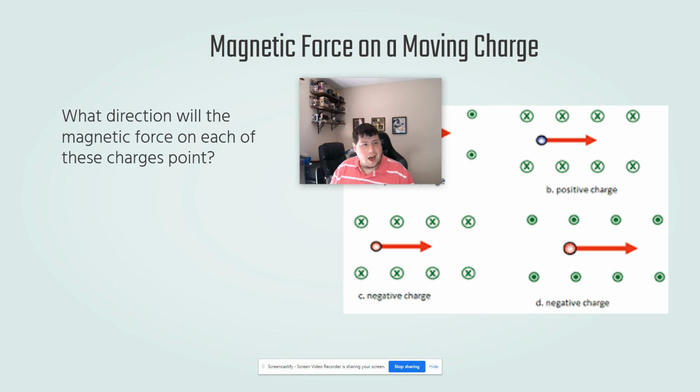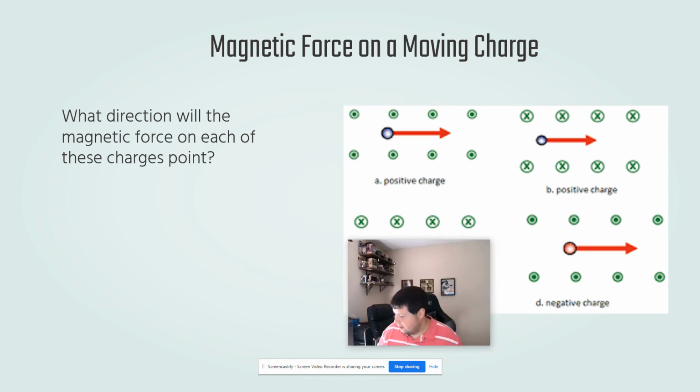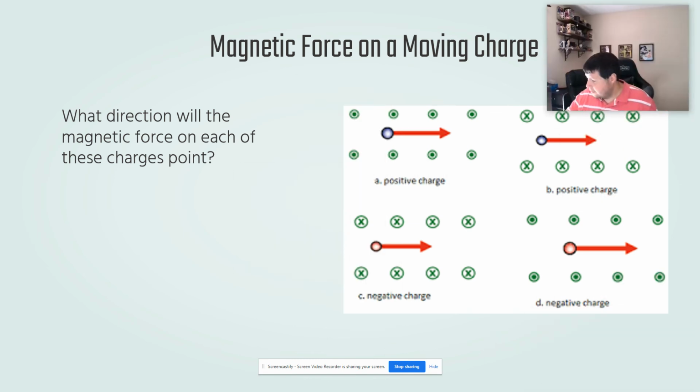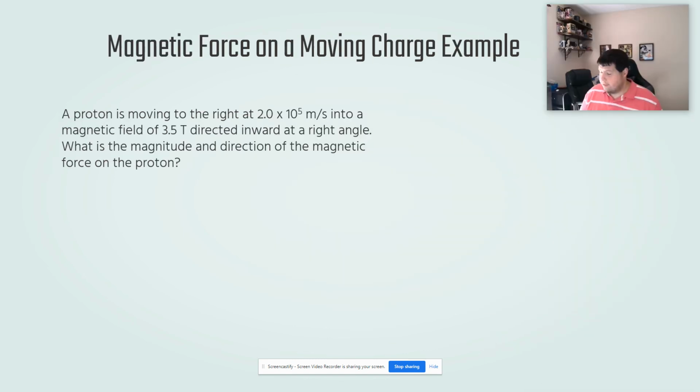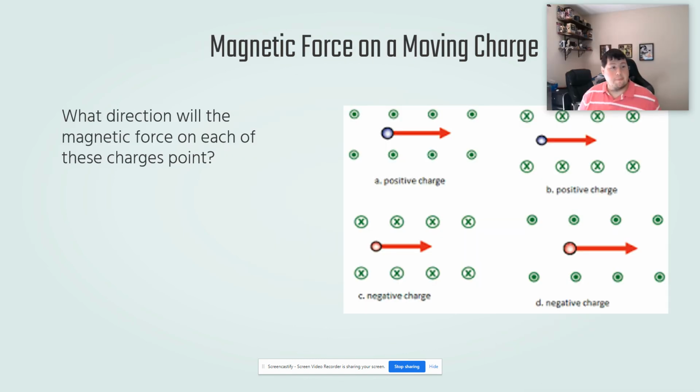Okay, let's take a look at some examples here. I've got a bunch of different charges. And I want to think about what direction the magnetic force on each charge will point. So try your right-hand rule, get it out, see if you can figure out which direction each of these charges will be pointed, and then take a look here for the answers. So for A, I would say that force is moving.